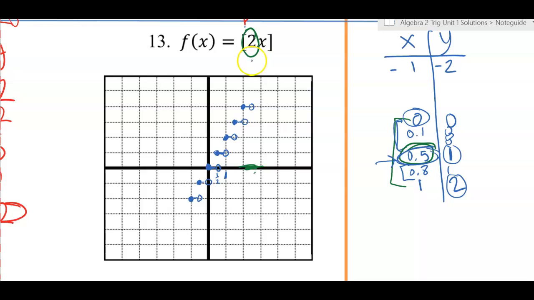So what if there was a 5 in here? What if it said like 5x? What would that mean about our steps? Ethan? Yeah, each segment would only be a fifth of a unit long.